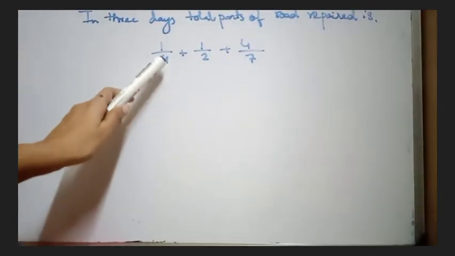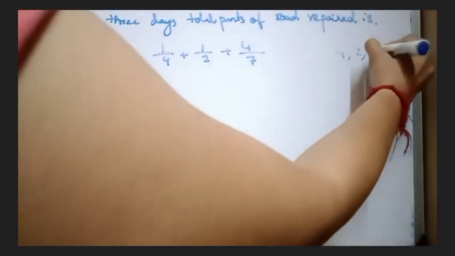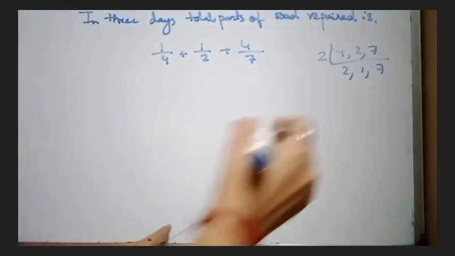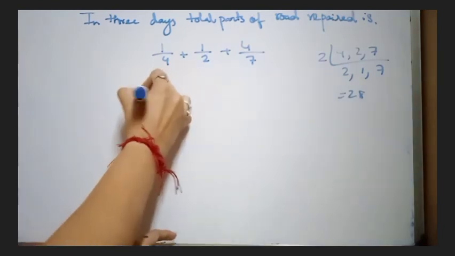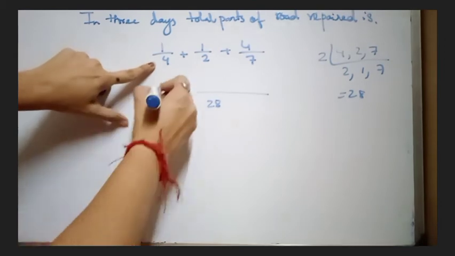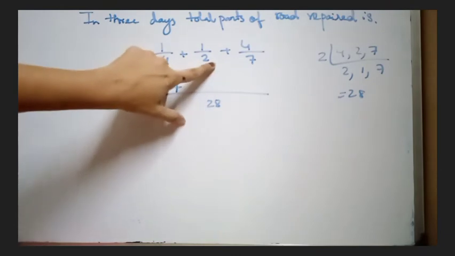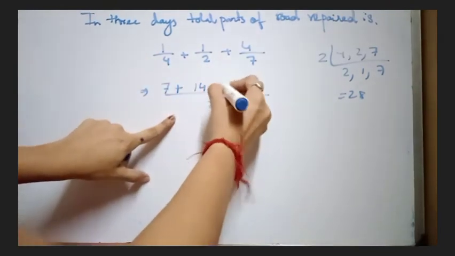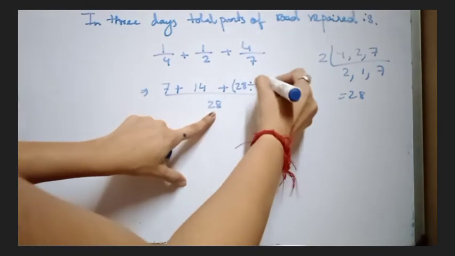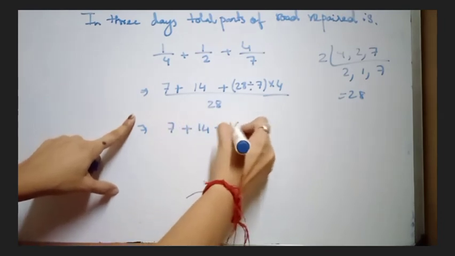Now as we can see, the denominators are 4, 2 and 7. We have to find the LCM of 4, 2 and 7. This will be 4 into 7, that is 28. Writing 28 here, dividing 28 by 4, we get 7, 7 into 1 is 7. Dividing 28 by 2, we get 14, 14 into 1 is 14. Dividing 28 by 7, we get 4, 4 into 4 will be 16. We are doing this in the next line. So we get this.